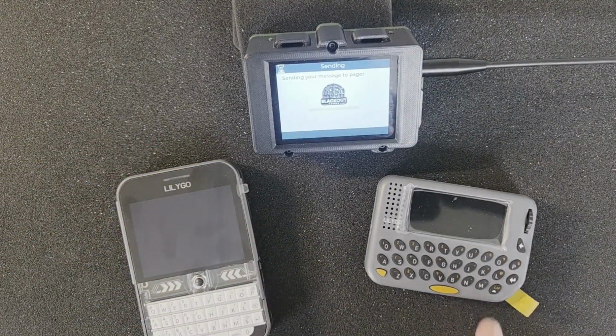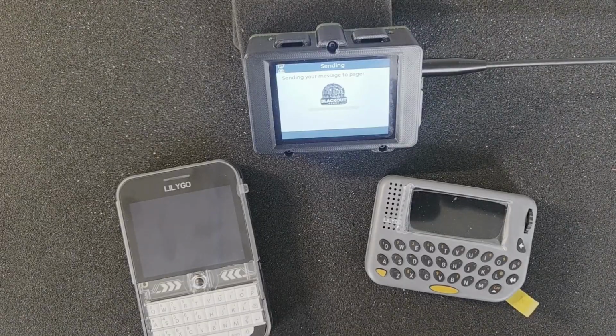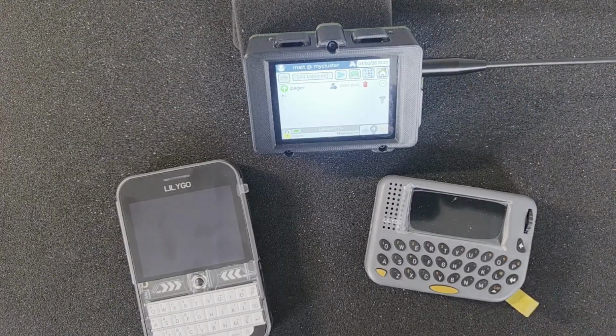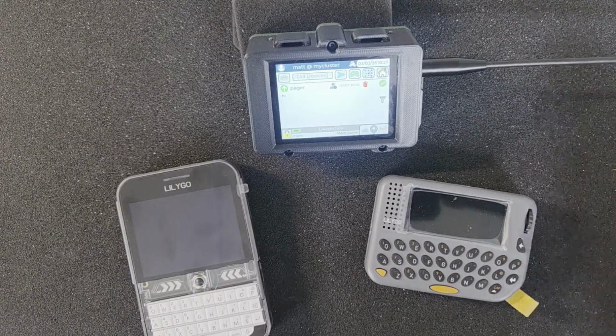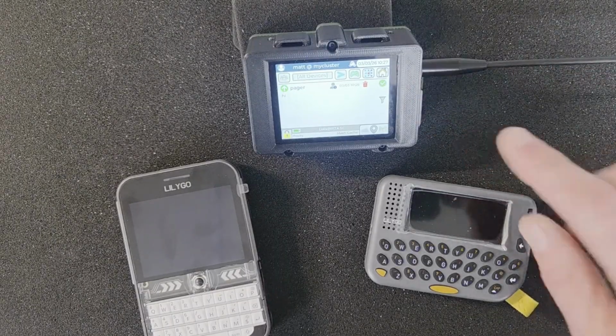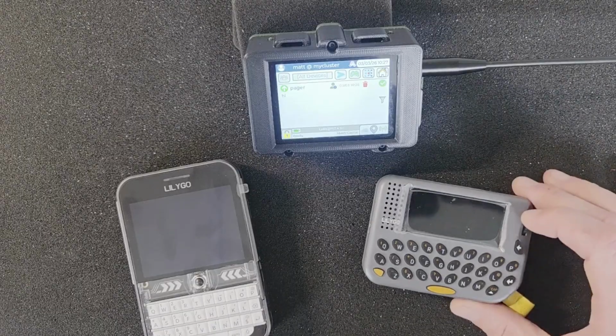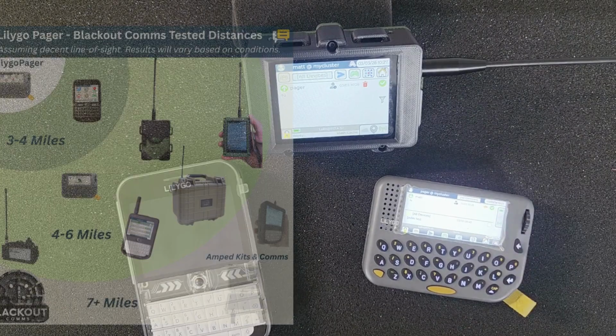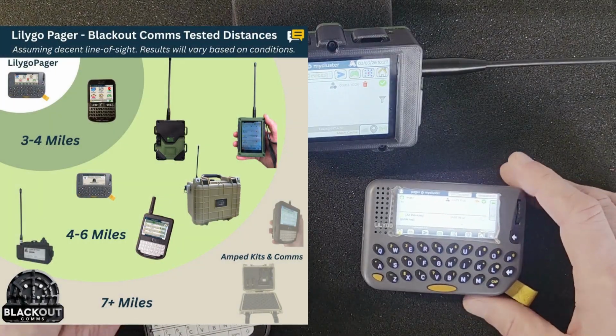The pager should vibrate, and also the pager should confirm it to the other device. It's been sent. The pager's probably sending back a confirmation right now. Yep, check mark right there means it's confirmed sitting on the pager. So it just vibrated, and I can see I've got a message, and there it is. This is the Blackout Comms native mode.